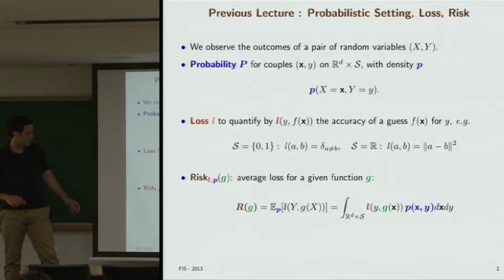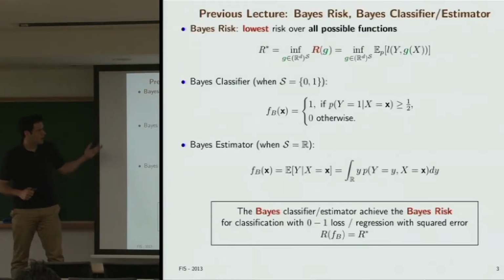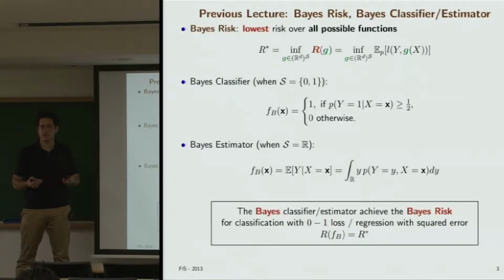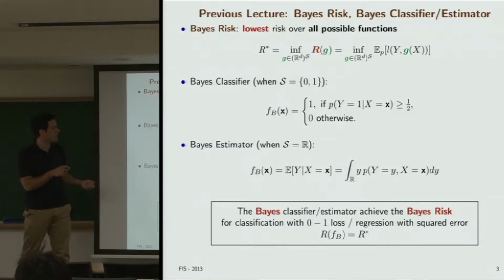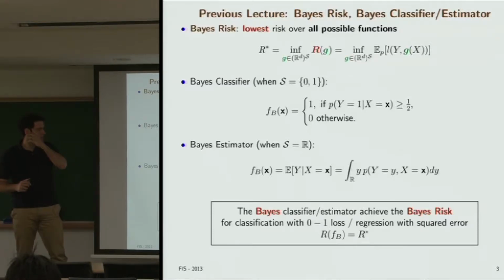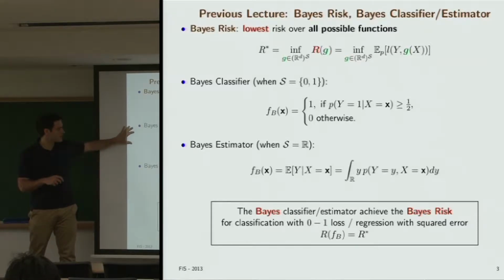So as we said earlier, one of the important things in inference is trying to find a function with a low risk. How low can we go? Well, this is given by the Bayes risk. It's the lowest risk you can achieve. So it's the infimum of the risk over all possible functions. And we have proved that the Bayes classifier achieves the Bayes risk.